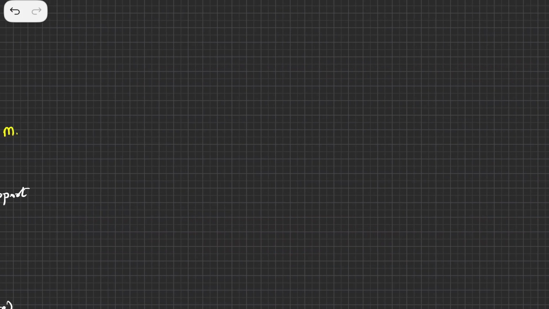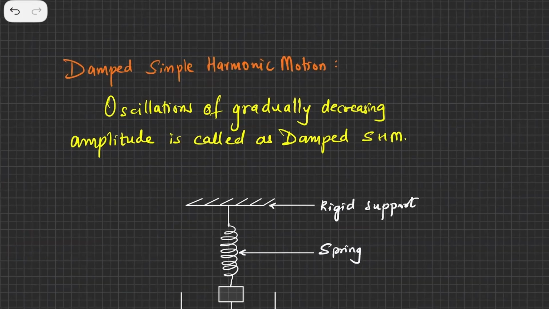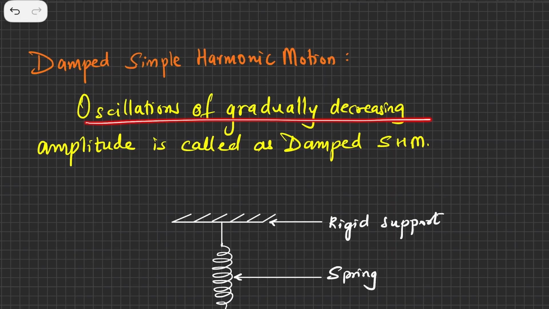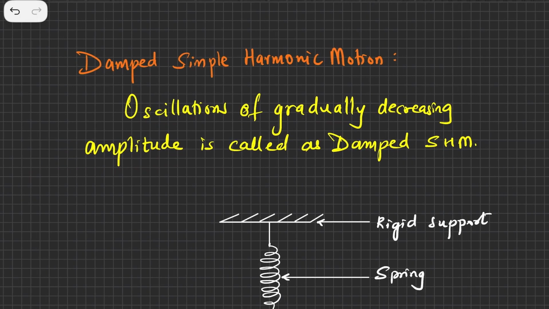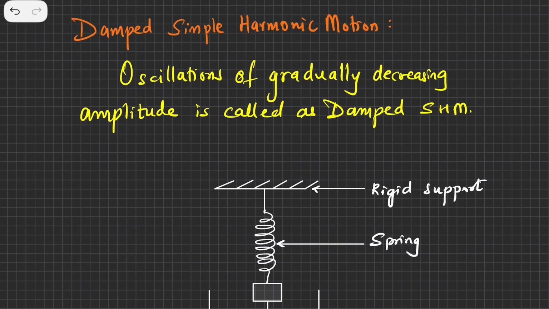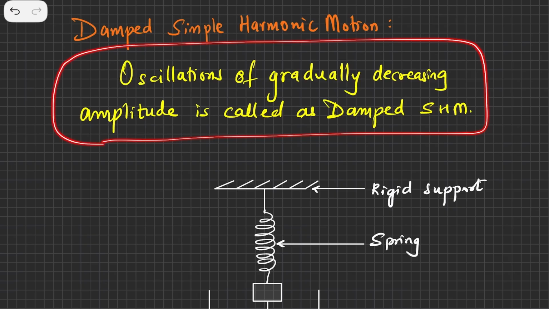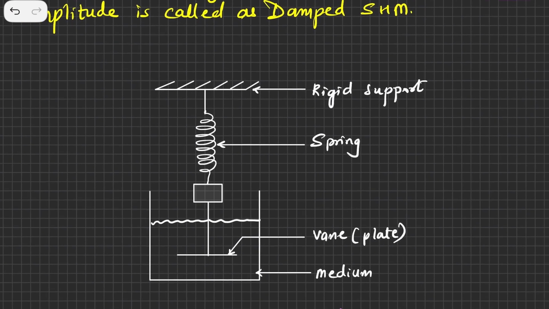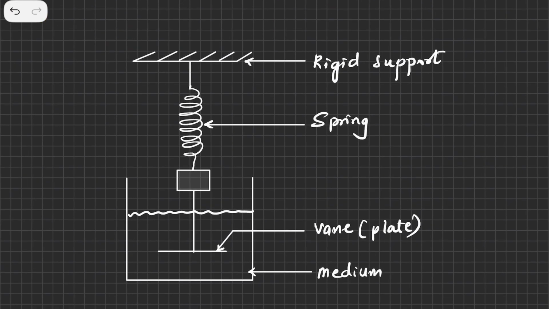So we know that when the oscillations have a gradually decreasing amplitude, it is called damped simple harmonic motion. So damped simple harmonic motion is nothing but oscillations with gradually decreasing amplitude. Okay, so this is the definition for damped simple harmonic motion. Now we'll see the diagram in order to derive the differential equation of damped simple harmonic motion.